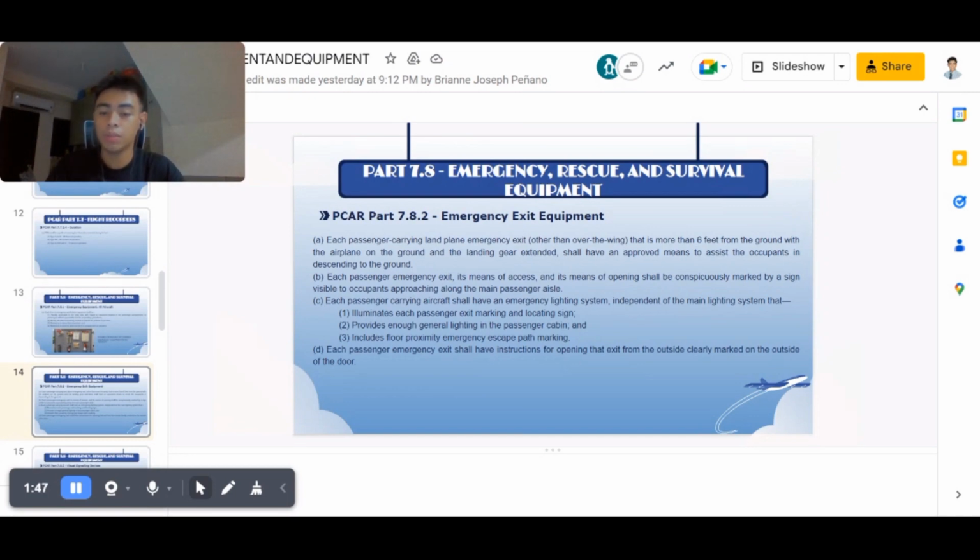Each passenger emergency exit shall have instructions for opening the exit from the outside, clearly marked on the outside of the door. So when emergency landing is needed, kailangan meron na naman tayong markings sa labas ng pintuan para syempre alam ng mga nasa labas kung paano siya bubuksan pag di na kayang buksan sa loob. And lahat naman to ginawa para for the safety of each passenger when it comes to emergencies.